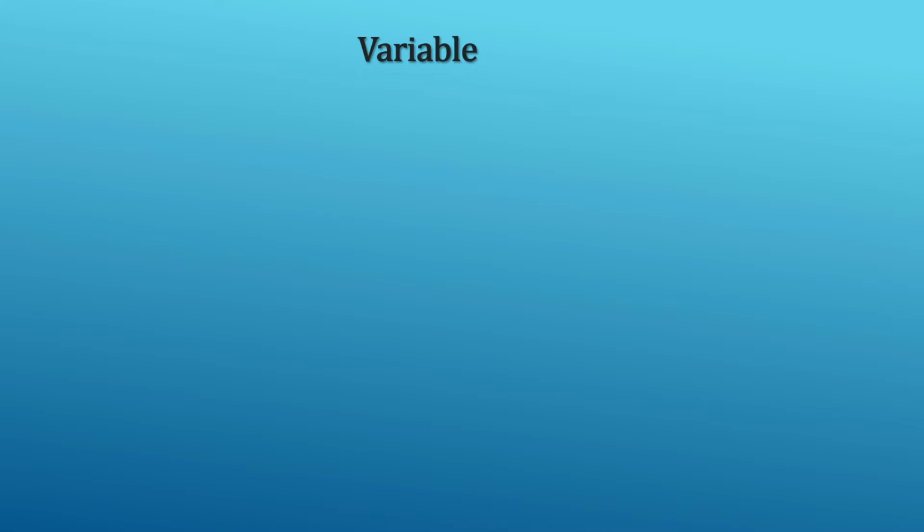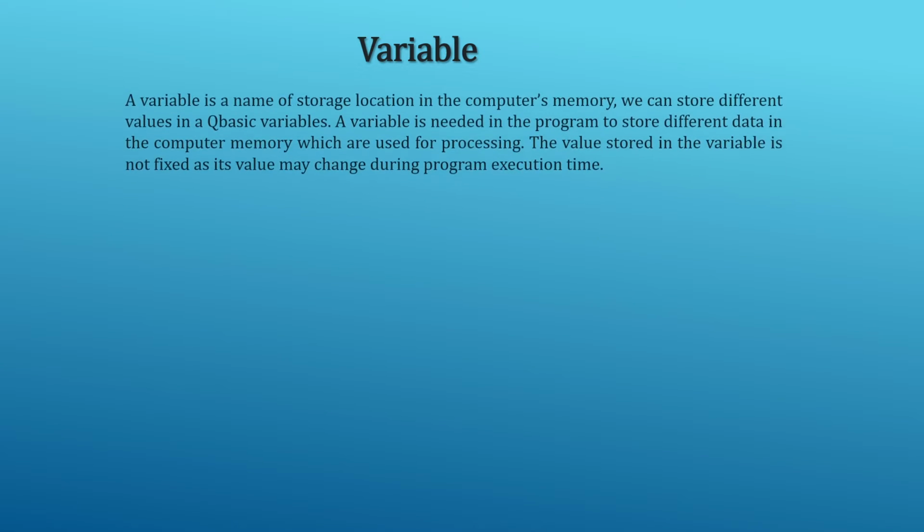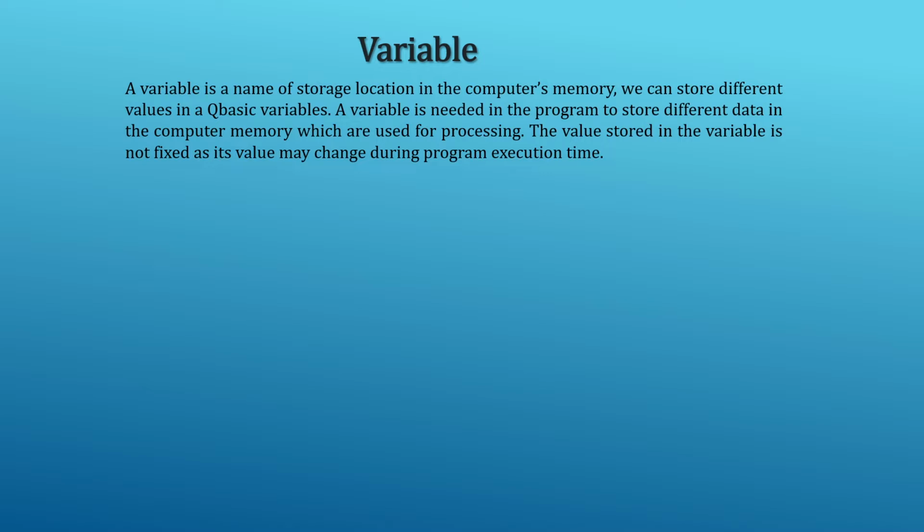In this tutorial, we'll learn what a variable is, its types, an example, as well as the rules of the variable. A variable is the name of the storage location in the computer memory where we can store different types of values in QBasic. A variable is needed in different programs to store different data in the computer memory which are used for processing in the program.